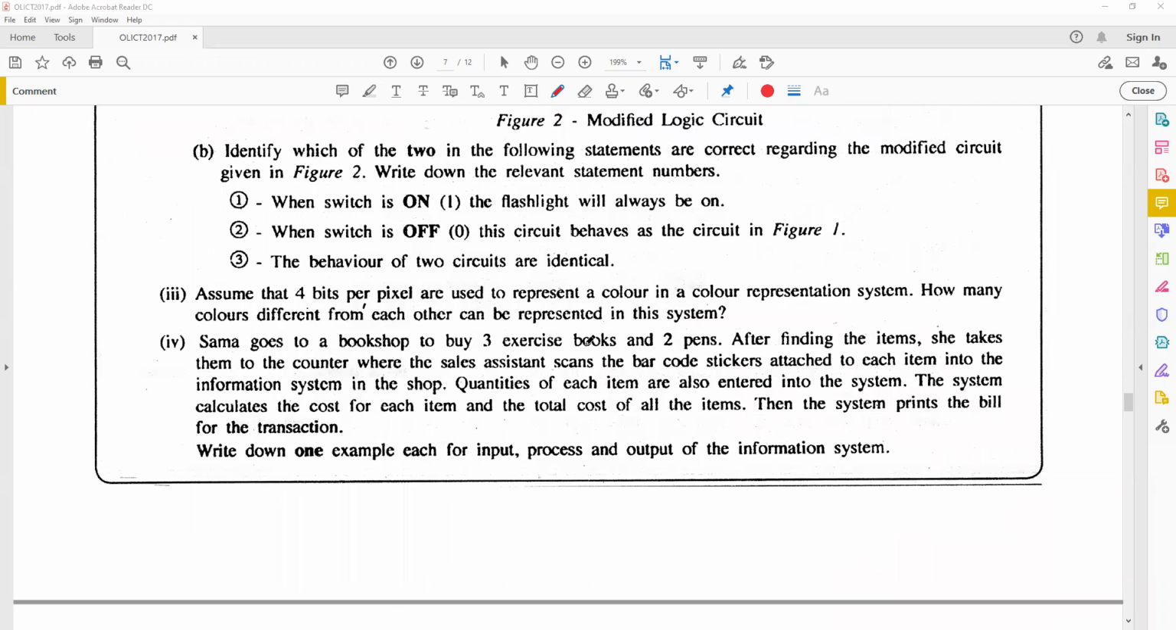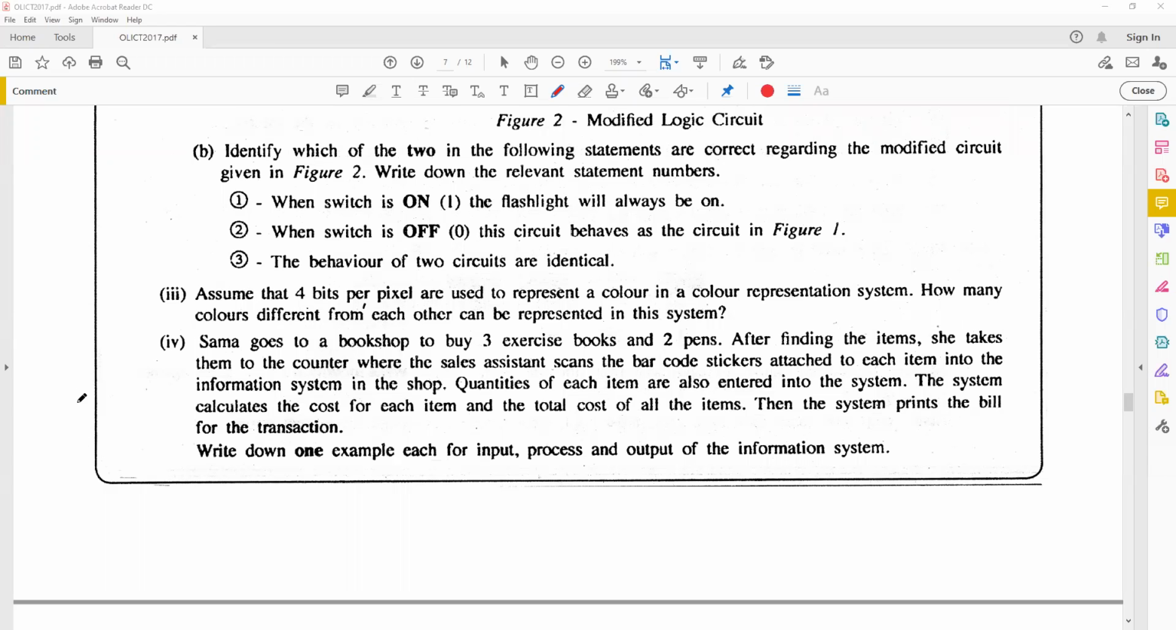Okay, last one for today. Let's move on to the third one, and with that one we will finish for today. Assume that 4 bits per pixel are used to represent color in a color representation system. How many different colors can be represented using this system? How many colors?